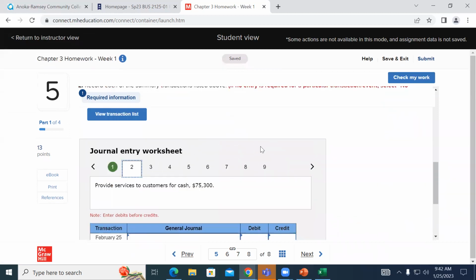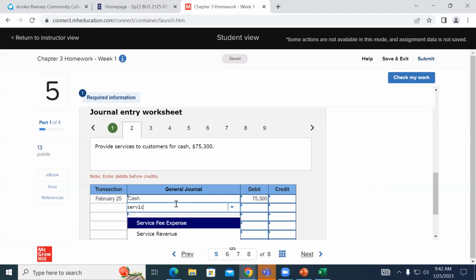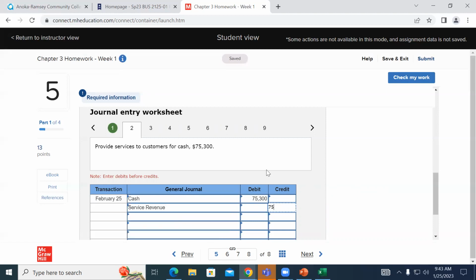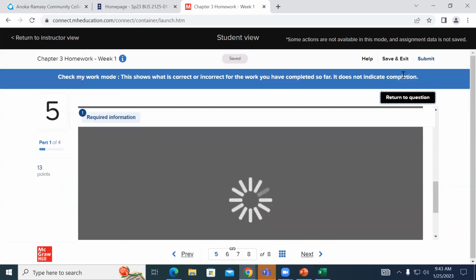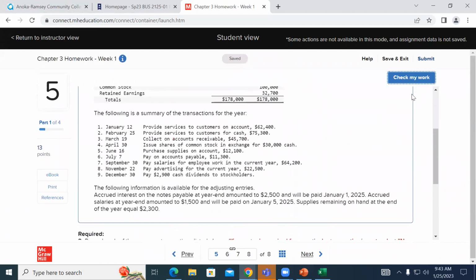Next, we provide services to customers for cash. What are we going to do here, guys? We debit cash for $75,300, and we credit service revenue for $75,300, don't we? Got it? Next.